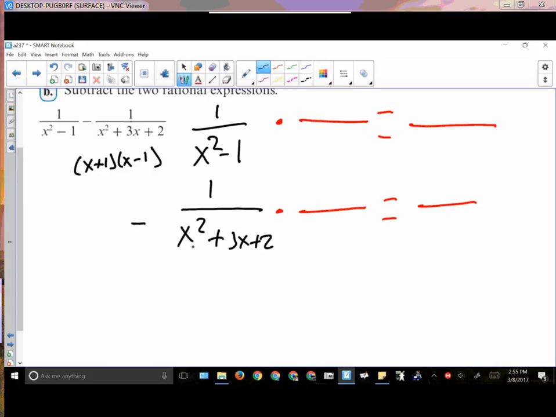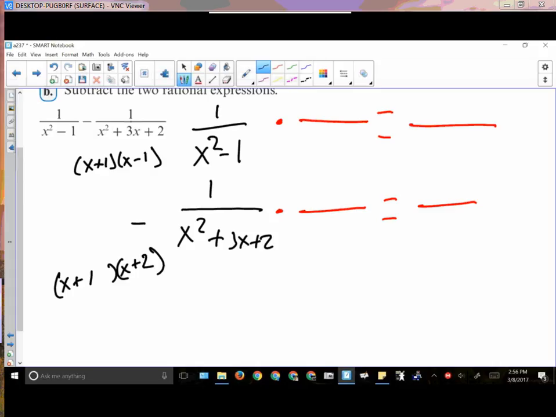Over here, x squared plus 3x plus 2. I need to factor it out. I know I've got an x and I've got an x. Add here, add here. What is going to be here? Well, I need a 2, add up to 3. Well, that would just be 1 and 2.